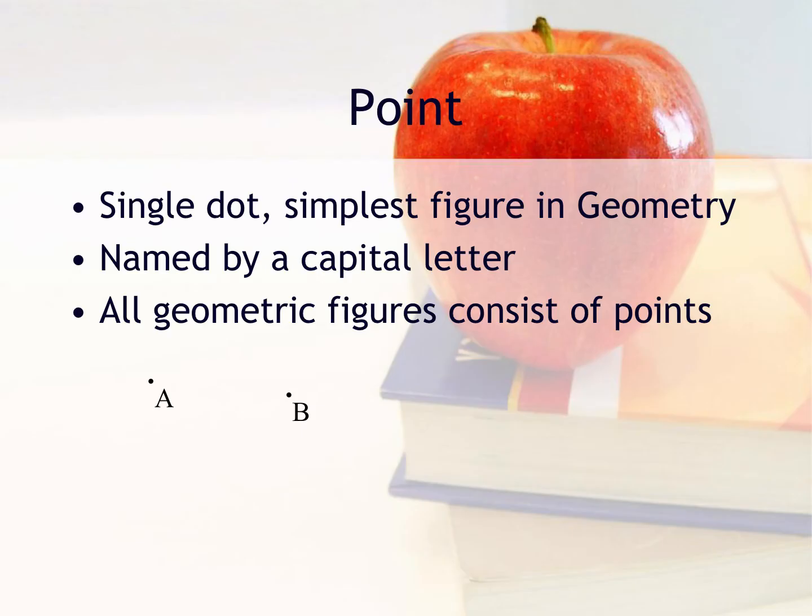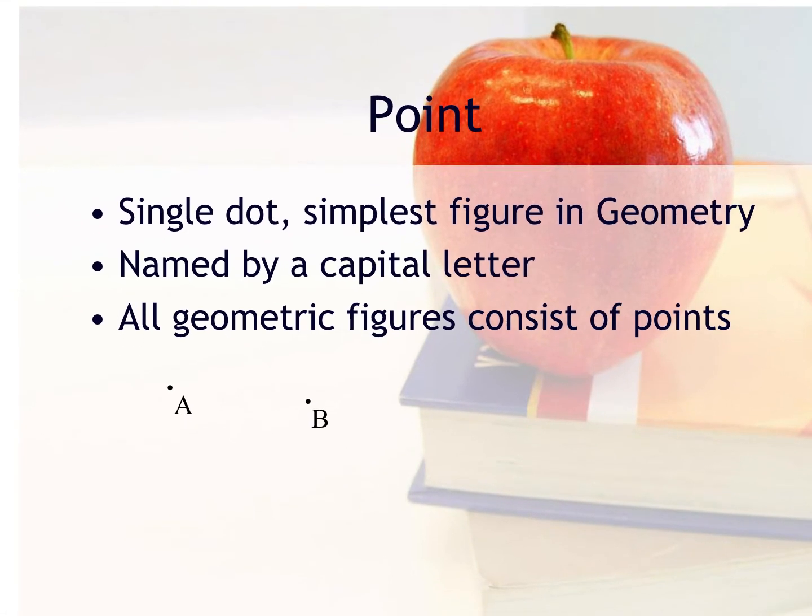So the first thing we're going to do is define what a point is. And a point is a single dot. It's the simplest figure in geometry. You can name a point with a capital letter. All geometric figures consist of points. Now, a point has no size to it. So it has no size, and it also has no dimension.